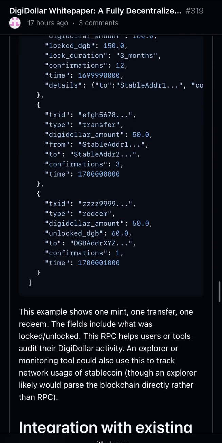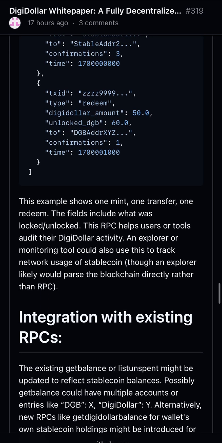TXID: ZZ9999. Type: redeem. DigiDollar amount: 50.0. Unlock DGB: 60.0 to DGB address XYZ. Confirmations: 1. Time: 1,700,001,000.